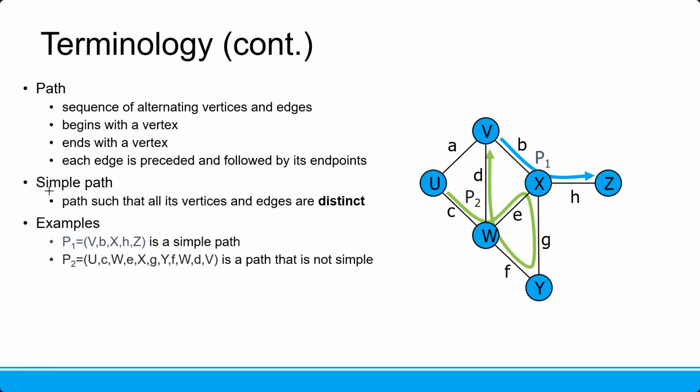So we can have a simple path. A simple path means a path such that all vertices and edges are distinct. You know, distinct. It means unique. There will be no repetition. Okay? No repetition.